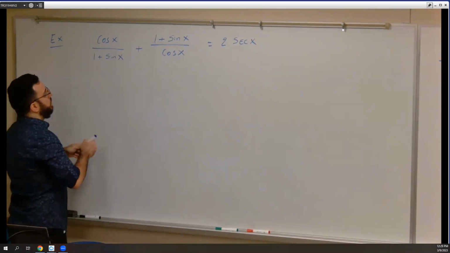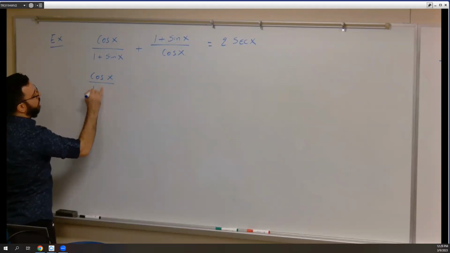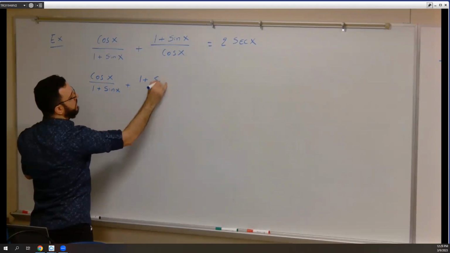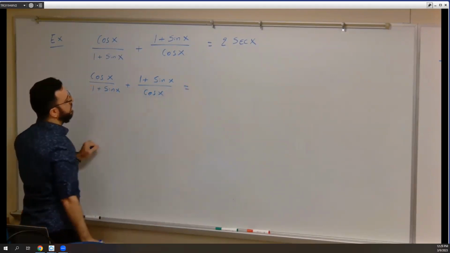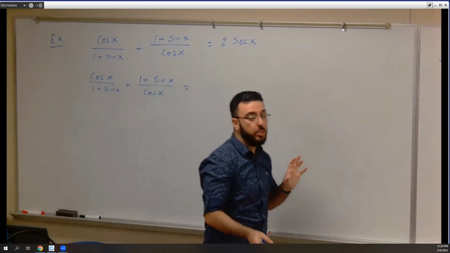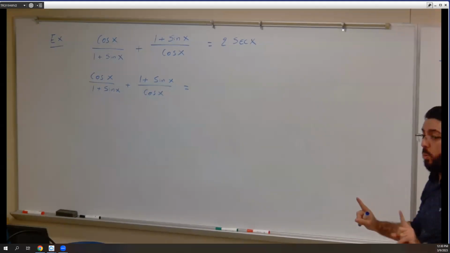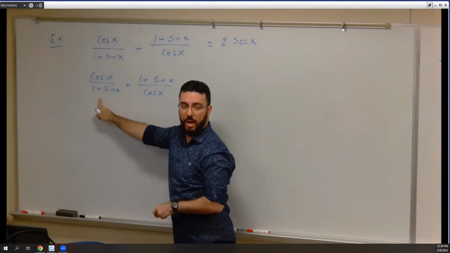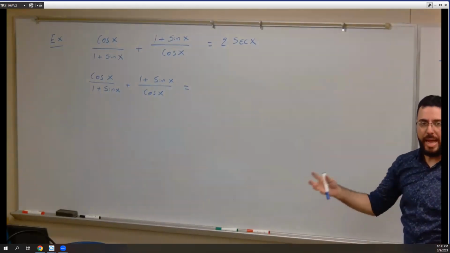So I'm going to write down this side first, which means cosine x over 1 plus sine x plus 1 plus sine x over cosine x. Now we have addition between two rational expressions. If you have addition between two fractions, how are you going to add them with different denominators? Is that the same one here? No, different denominators, right? How are we going to add these two? It looks like a fraction. Don't worry about sine, cosine.